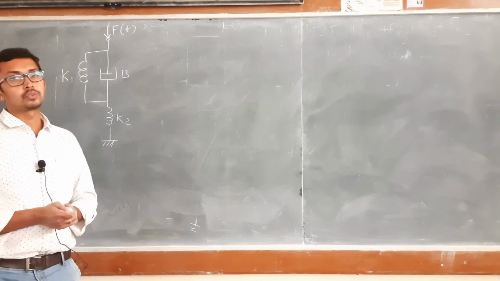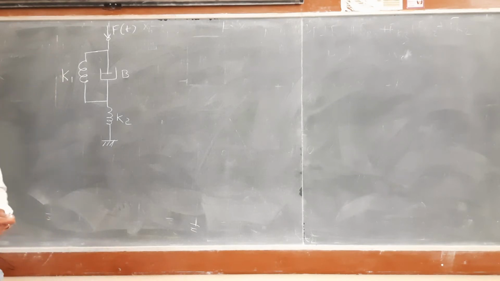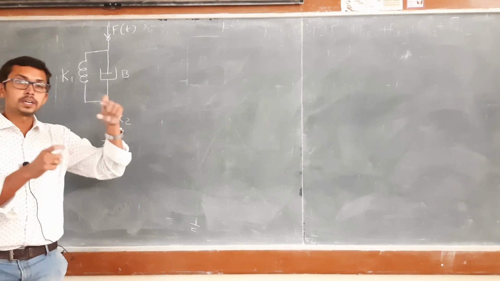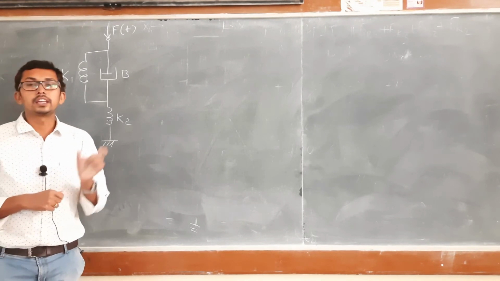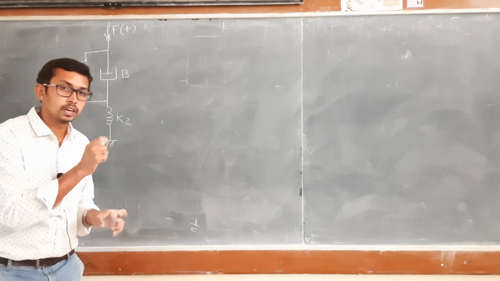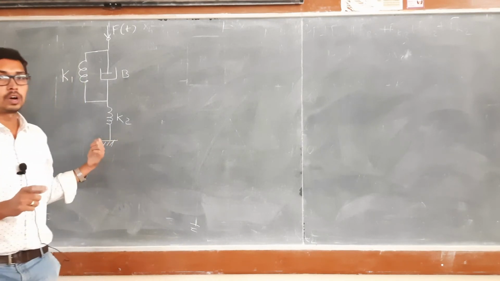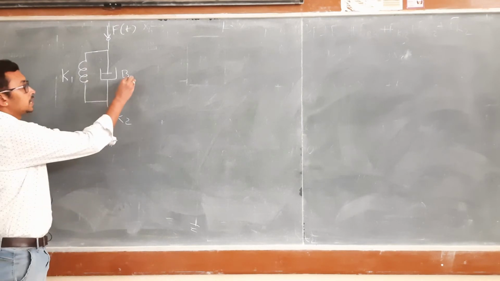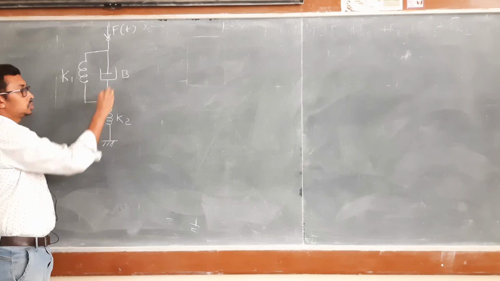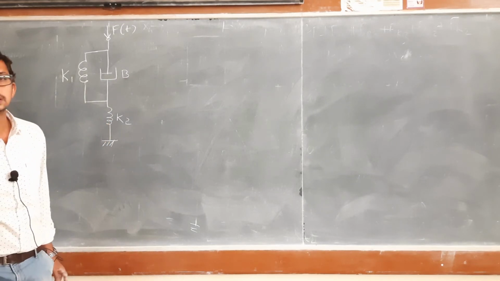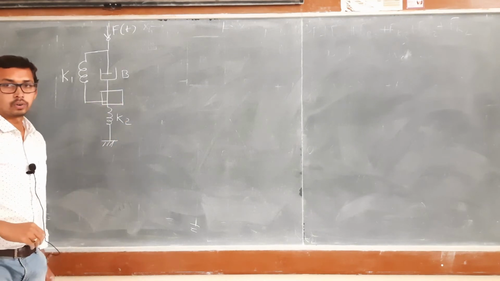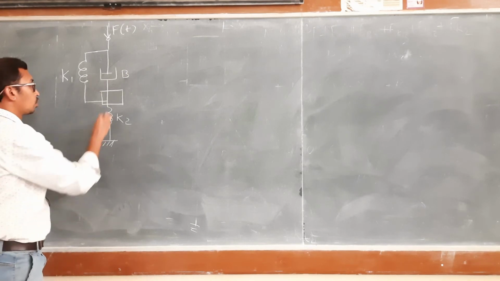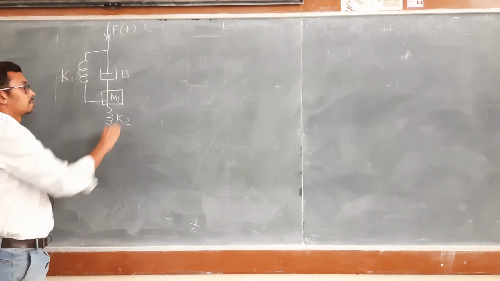In such a case, what do we have to do? In the previous problem, we took that when a spring and a damper, or a damper and a damper, or a spring and a spring is connected in series, then in between those two elements we need to consider a mass. So the same condition I am going to apply over here. See here, B is there, K2 is there. These two are connected in series, right? So I am going to consider a mass over here, and I am going to call this M1.